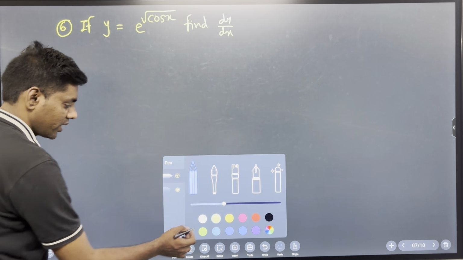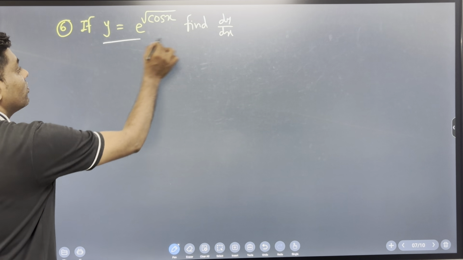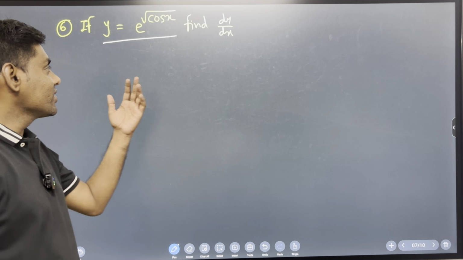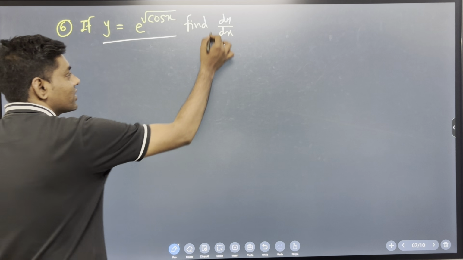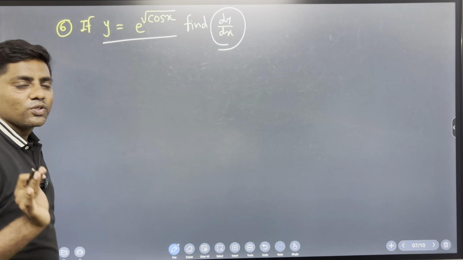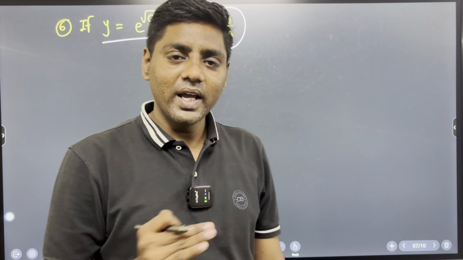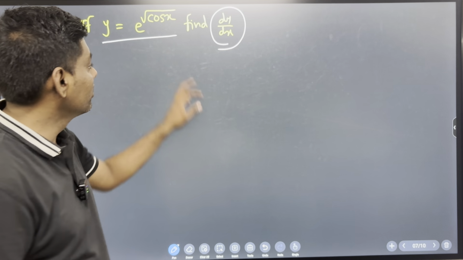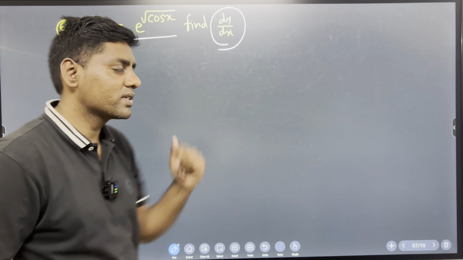So the next example is again very easy. What is given? y is a function of e raised to the power under root of cos x. Find dy by dx. Now here under root is present. We know the derivative of root x is 1 by 2 root x, and next the derivative of cos is minus sin x.